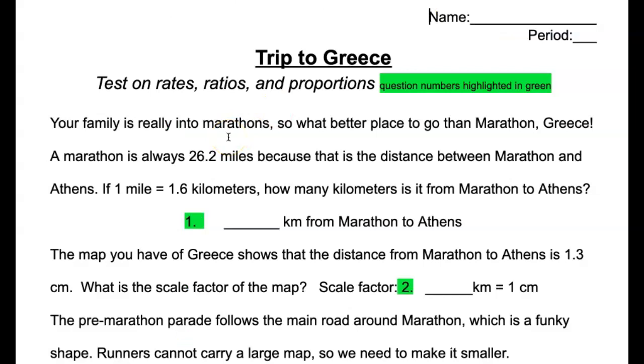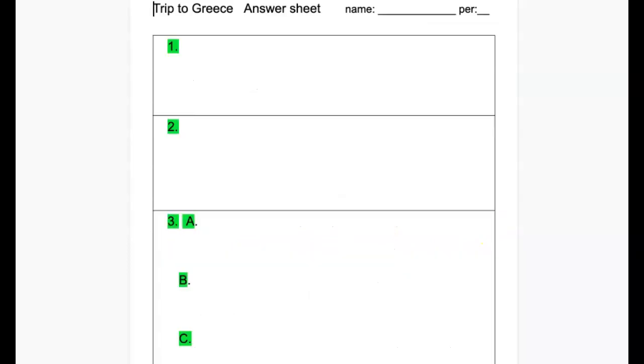So we're going to take an imaginary trip to Greece. Your family is really into marathons, so what better place to go than Marathon, Greece? A marathon is always 26.2 miles because that's the distance between Marathon and Athens. So, if 1 mile equals 1.6 kilometers, how many kilometers is it from Marathon to Athens? So, we're looking at 26.2 miles. If 1 mile is 1.6 kilometers, we want to calculate this answer. So, make sure that you are doing this on number 1 and you set up the problem and show me all your steps.